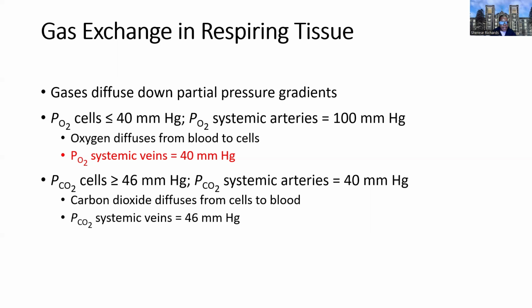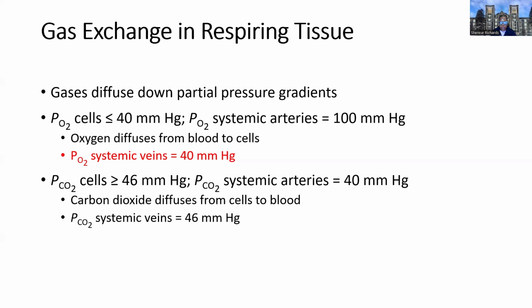The other gas that we're considering here, partial pressure of CO2. CO2 is also moving, but in the opposite direction because it has a partial pressure gradient that is in the opposite orientation. So partial pressure of CO2 in the cells is 46 millimeters of mercury or higher, right? Around about 46 millimeters of mercury. In the systemic arteries, it's going to be lower at 40 millimeters of mercury.